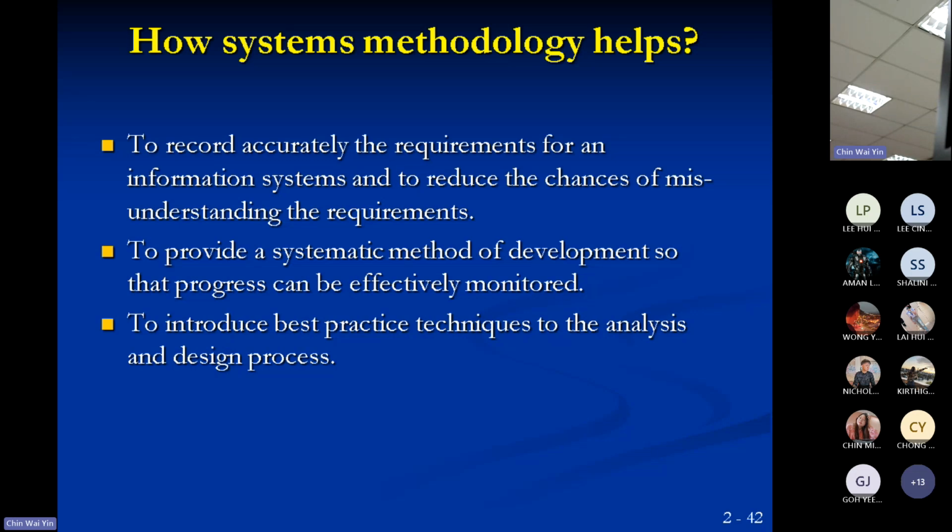It also provides us with systematic methods for developing the system, and a way of monitoring where we are, what stage we are at in the systems development, and also to introduce best practices. There's a benchmark you measure against: this is how you should develop systems. So later on, when you are doing your systems audit, right?